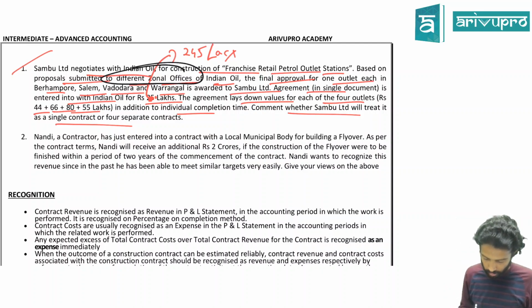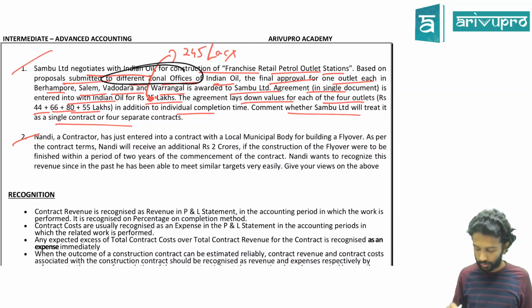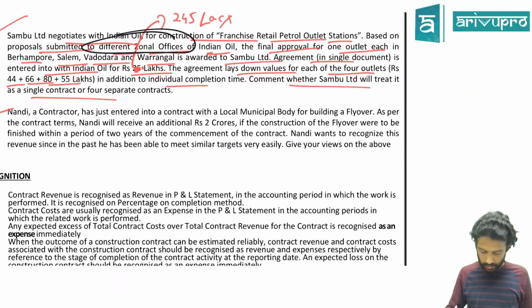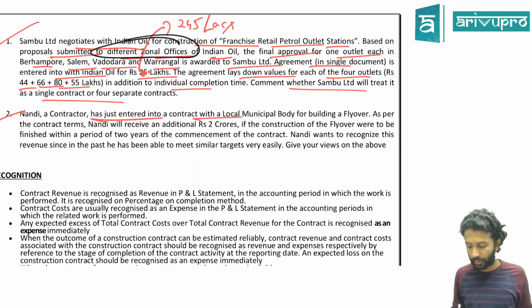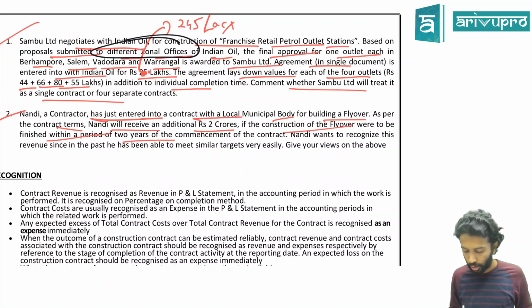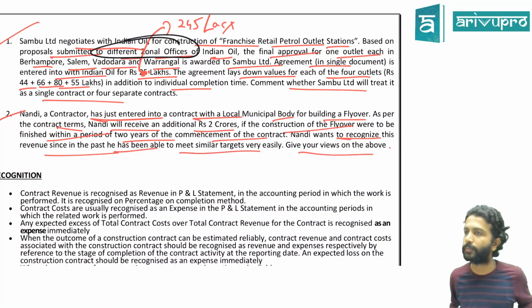In fact, there is one small concept that is not there. But anyways, we'll read this question. Concept also I'll cover as part of the question itself. Okay, let's read this question. Nandi, a contractor, has just entered into a contract with a local municipal body for building a flyover. As per the contract terms, Nandi will receive an additional 2 crore if the construction of the flyover is finished within a period of 2 years from the commencement of contract. Nandi wants to recognize his revenue since in the past he's been able to meet similar targets very easily. Give your views on the above.